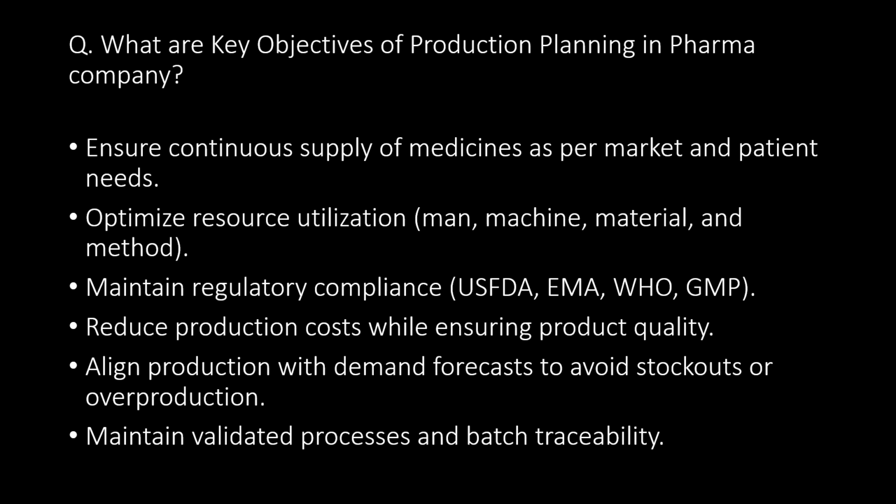What are key objectives of production planning in pharma company? Ensure continuous supply of medicines as per market and patient needs. Optimize resource utilization that is man, machine, material and method. Maintain regulatory compliance like from US FDA, EMA, WHO and GMP. Reduce production cost while ensuring product quality. Align production with demand forecast to avoid stockouts or overproduction. Maintain validated processes and batch traceability.